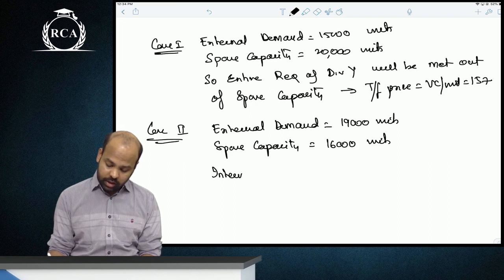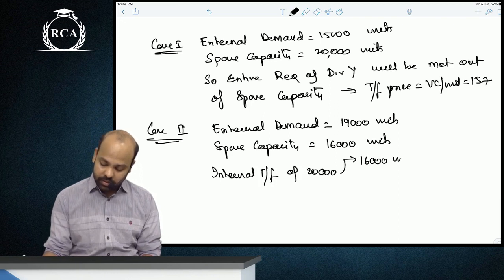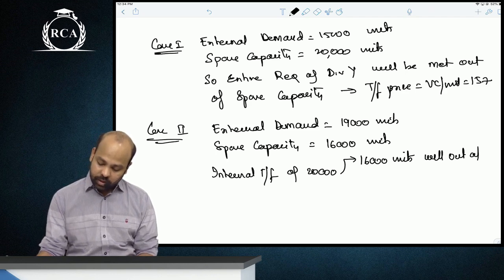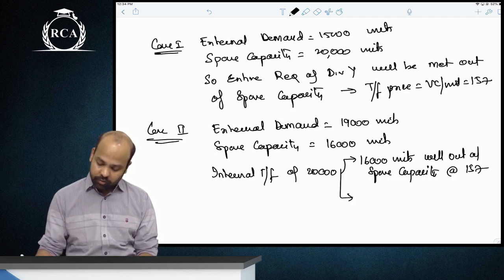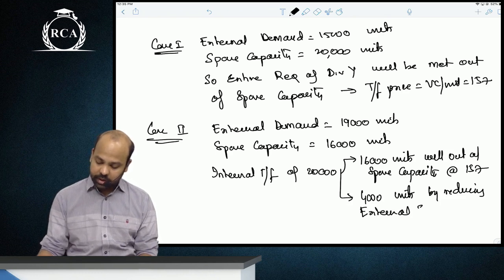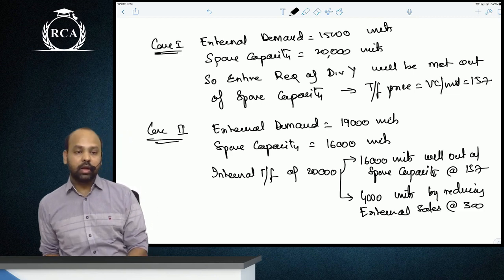So your internal transfers are 20,000 units. 16,000 units will be out of spare capacity, and that would be at 157 rupees per unit. 4,000 units will be by reducing external sales, and that would be at 300 rupees.